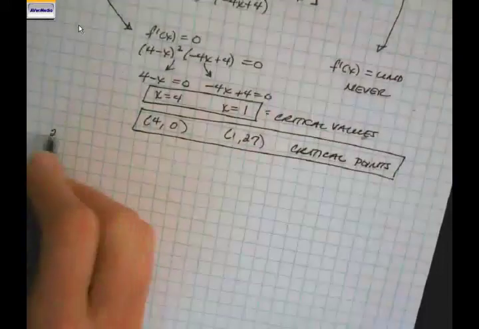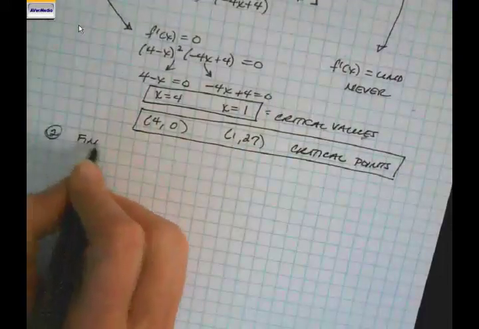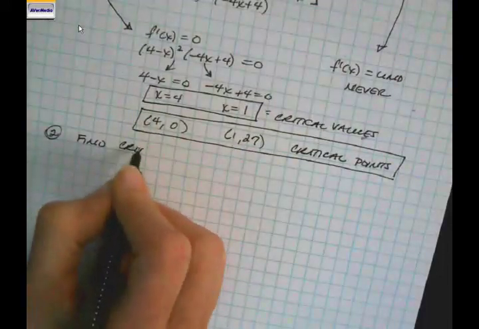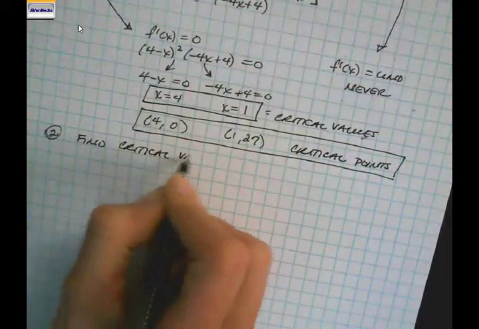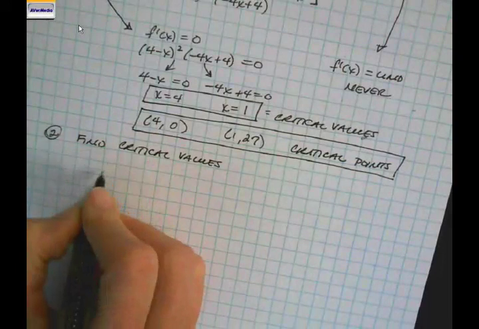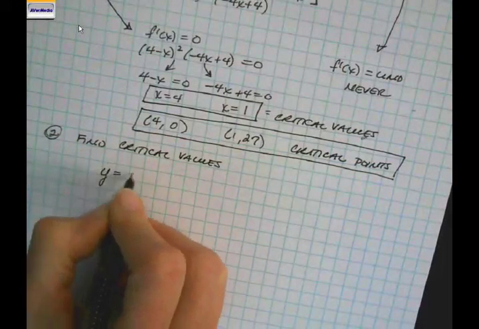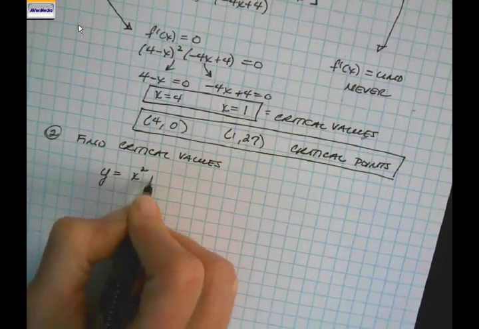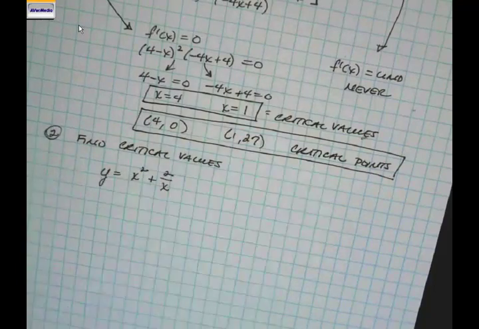Ooh, look at this one. This is fun. Again, I'm going to change it. Critical values. I don't like having to plug it back in. That just takes time. And suppose y equals x squared plus 2 over x.